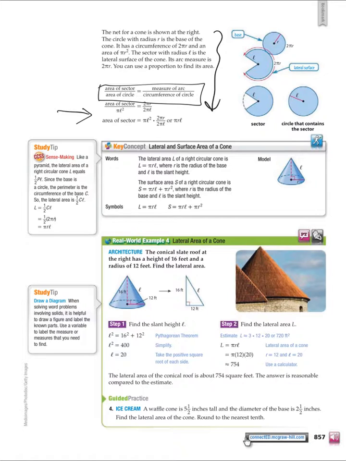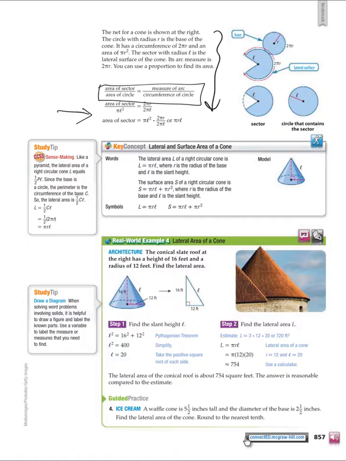Then, to find the total surface area, we're going to use that pi r L, which is our lateral area, and add to it a circle, which is the base. So that's going to be pi r squared. So pi r L plus pi r squared is your total surface area of a cone.